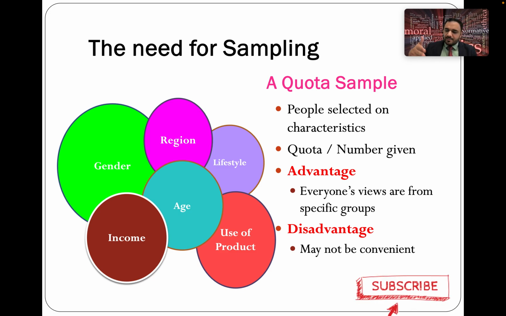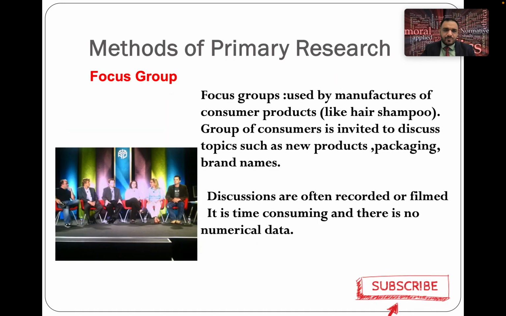And also, if I choose someone, for example, gender wise, region wise, age wise, income wise, lifestyle wise, or by use of product, like whether they use my product or not. So, for example, we use soap, we can take a sample where children are also using, adults also using, old people also using. Okay, then we have focus groups.